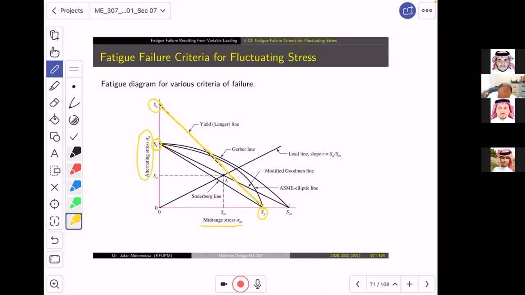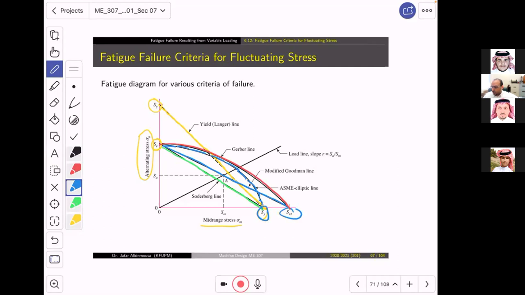And then what do we have? We have the Söderberg, the first one. And then we have Goodman between SY and SUT. And then we have Gerber between SE and SUT. And then the elliptical equation is this. Let me do it with this color. This is the elliptical equation. As you see, it's going all the way to S1.